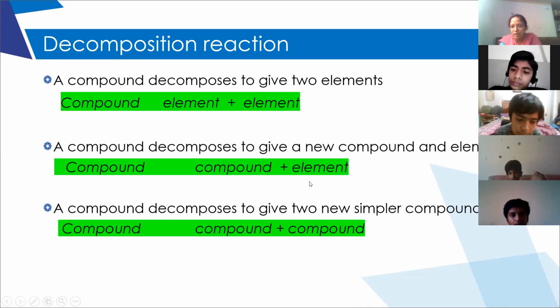Okay. Now, ma'am, your example comes under the second type of reaction. A compound will decompose into a simple compound and an element. For example, Fe2O3 decomposes into FeO and O2. Whereas a compound decomposes into 2 simpler compounds. Can anyone give an example for this? One compound will decompose into 2 simpler compounds.